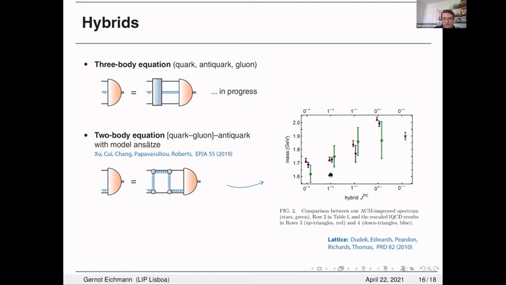And these are the results. So the green bars are the results, and the purple and blue bars are lattice results. So even though there are quite some approximations here, because many of these quantities are still unknown, it looks like there could be a number of hybrid candidates in the 1.6 to 2 GeV region.